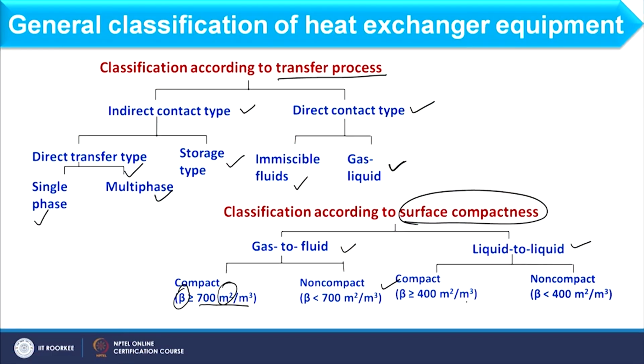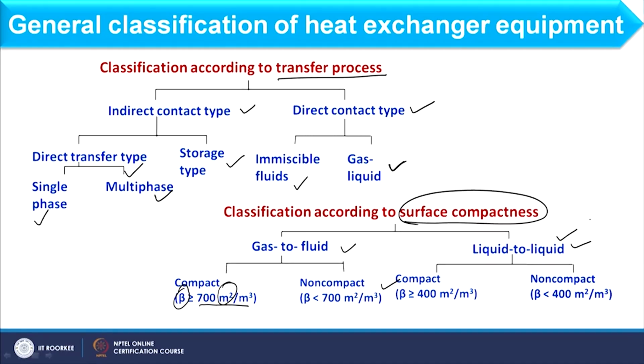the compactness. For the liquid to liquid case, compactness is smaller in comparison to gas, because movement of gas becomes easier in any unit. However, it is slightly more difficult for liquid to move, and therefore compactness is less. When I am considering liquid to liquid heat transfer, compactness should be more than 400 meter square per meter cube. We consider that a compact unit, otherwise a non-compact unit.